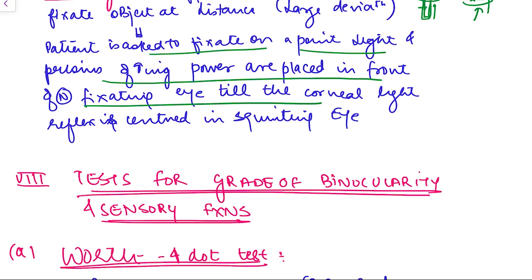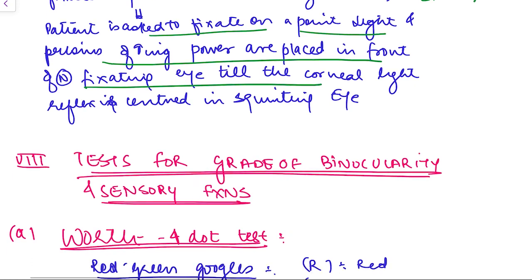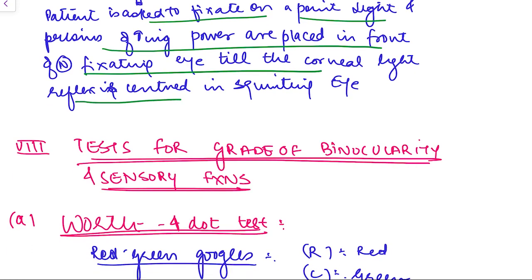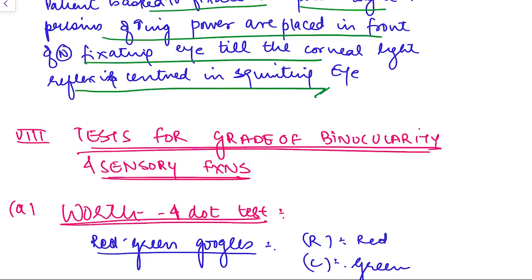So we'll place prisms of increasing powers in front of the normal eye, till the corneal light reflex is centered in the squinting eye.